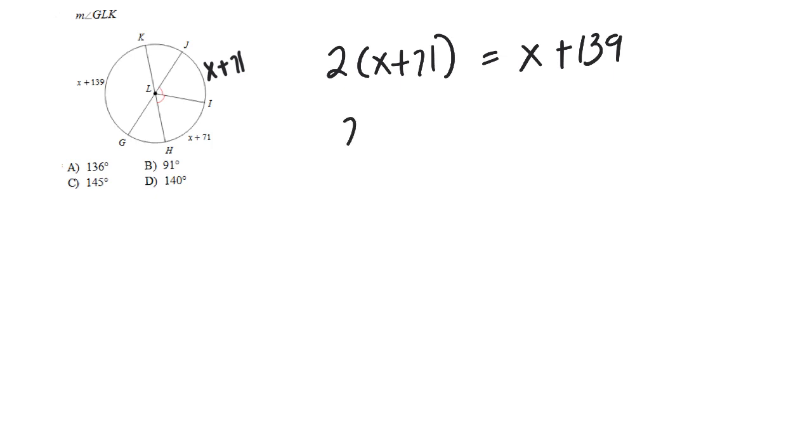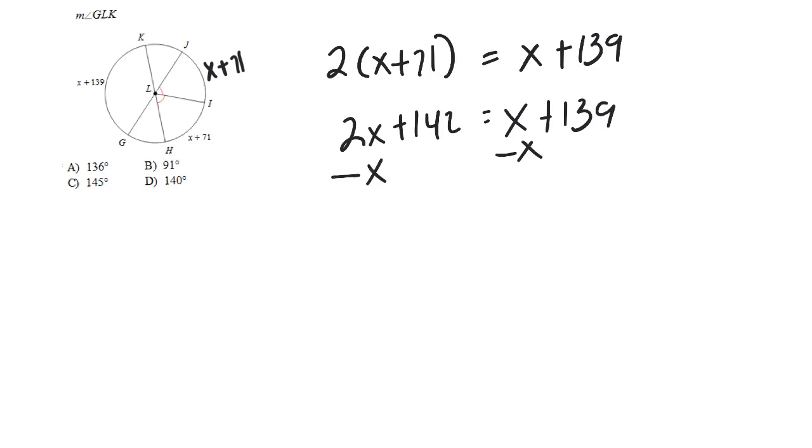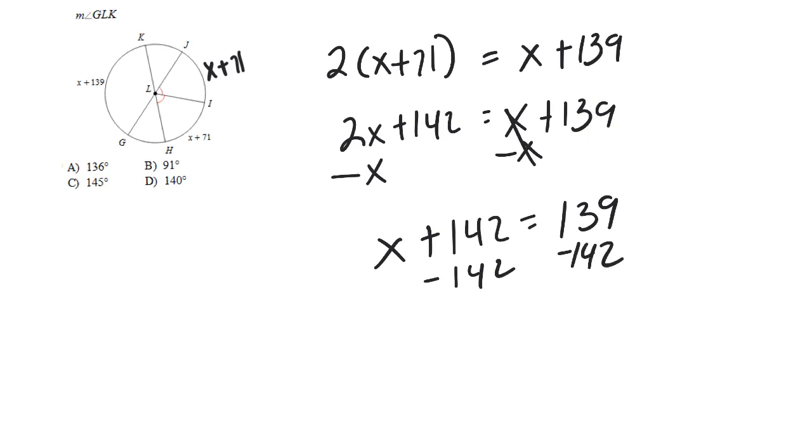And I'm just going to distribute. I'm going to have 2x plus 142 is equal to x plus 139. What I like to do, as you know, is keep our x's positive. So I'm going to subtract x from each side. That way I have just 1x over here. It's a positive 1x plus 142 equals 139. If I subtract 142 now from each side, now I have that x is equal to negative 3.